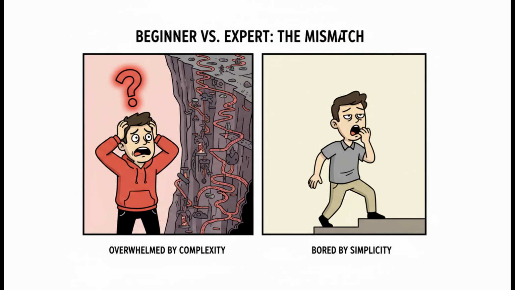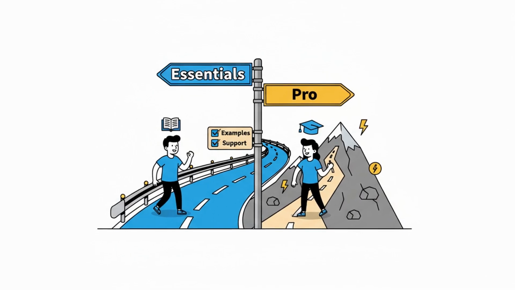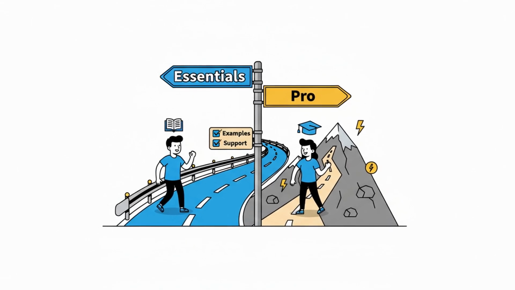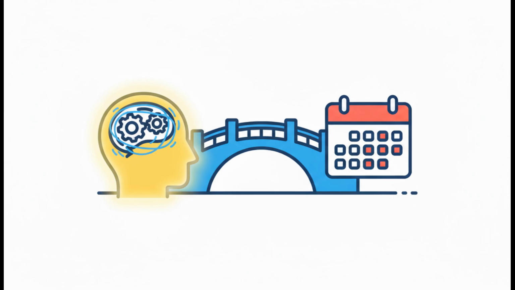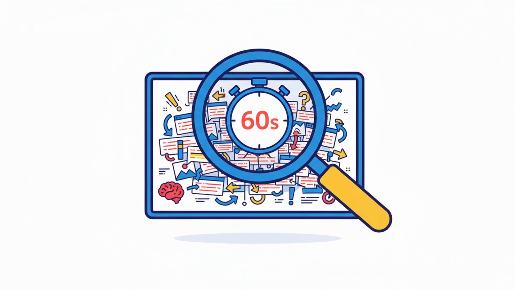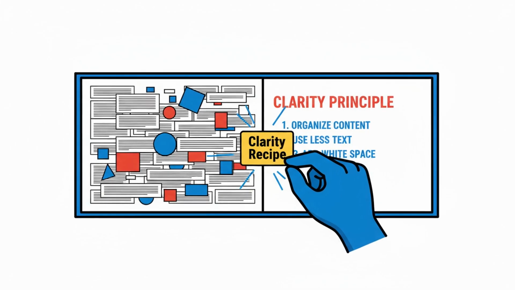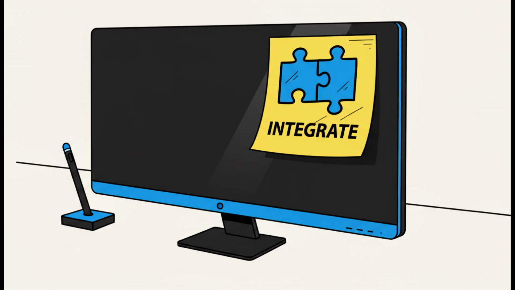And finally, treating beginners and experts the same. The fix is to offer an essentials path with examples and a pro path with minimal scaffolding and richer challenges. Now let's connect all of this back to you and your week. Pick one thing you'll deliver: a slide deck, a doc, a dashboard, or a demo. Run the 60-second load audit. Apply the 5-minute clarity recipe to the first screen or slide. Choose one principle to over-index on: integration, sequencing, or modality. Write it on a sticky note and keep it in view as you design.